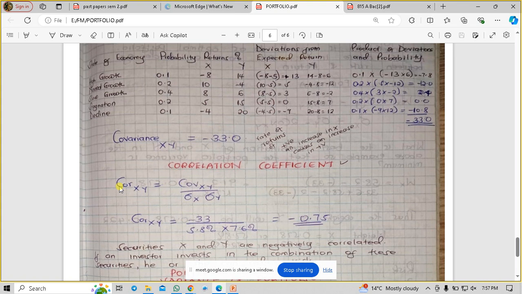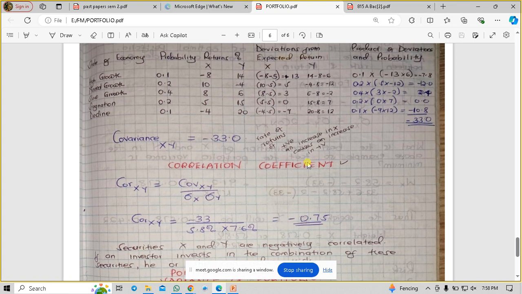Correlation coefficient, here always know that you're being asked about the two securities or the two investments. So for correlation coefficient, and here we are talking about x and y, the formula is covariance of x and y. If you're writing this one, COV stands for covariance of x and y over standard deviation of x. This symbol is for standard deviation, and this other one is for standard deviation as well. So covariance of x and y over standard deviation of x and standard deviation of y.